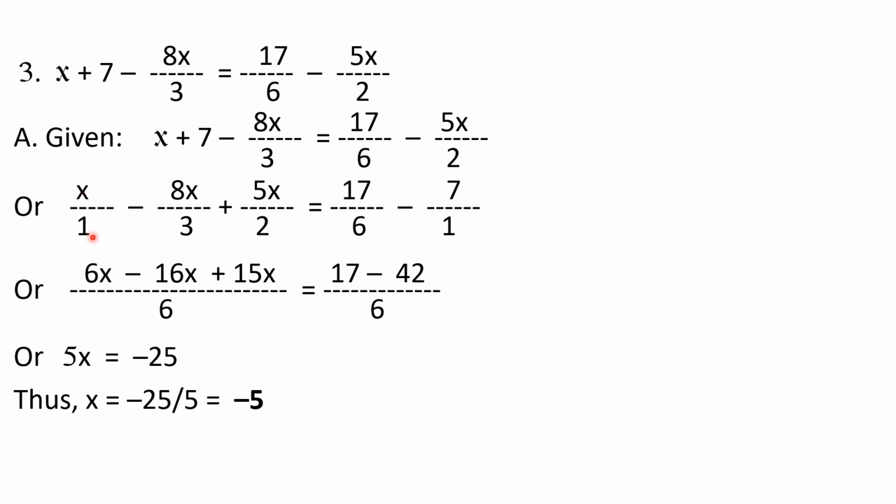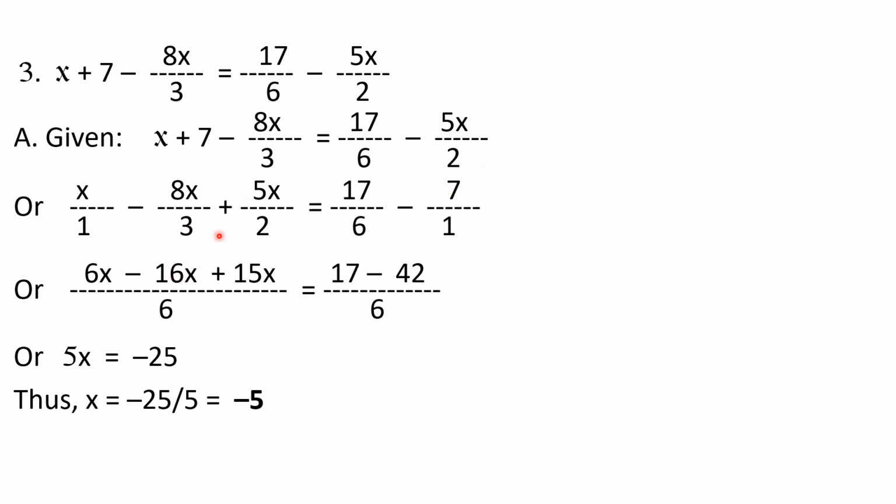So x by 1 minus 8x by 3, which is on the left hand side already, and minus 5x by 2 we transpose to the left hand side, plus 5x by 2 is equal to 17 by 6, this one, and minus 7 comes here. This is plus 7. On the right hand side it becomes minus 7 by 1.